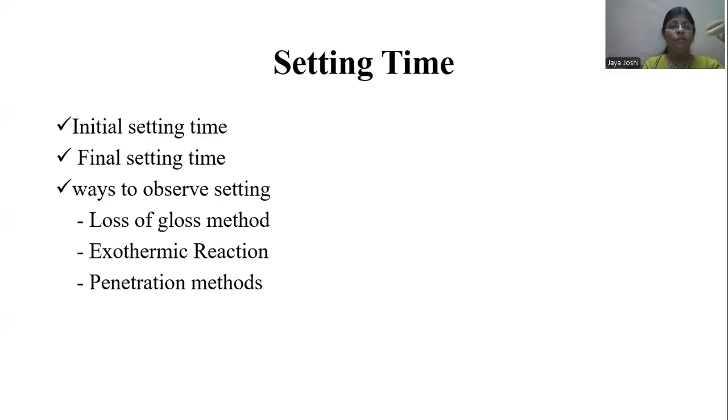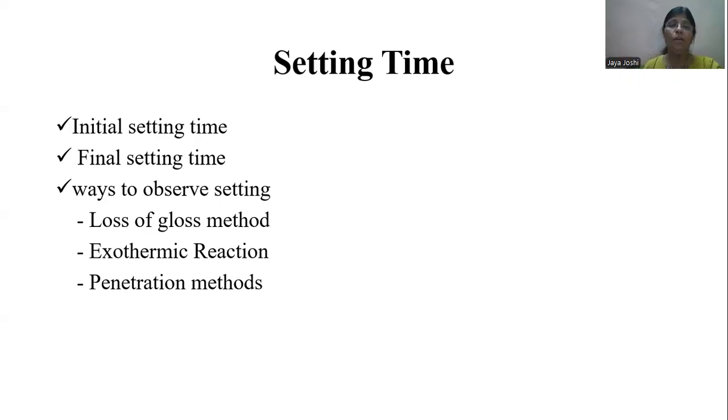These are the methods which have been mentioned: loss of gloss method, exothermic or rise in temperature, and penetration method. In the loss of gloss method, when we mix the material, it has a shine. But as the material starts setting, this shine is lost. This is one of the key points which tells you that the material is setting. It will not give you the exact setting time, but at least we get the idea whether the material is setting or not.